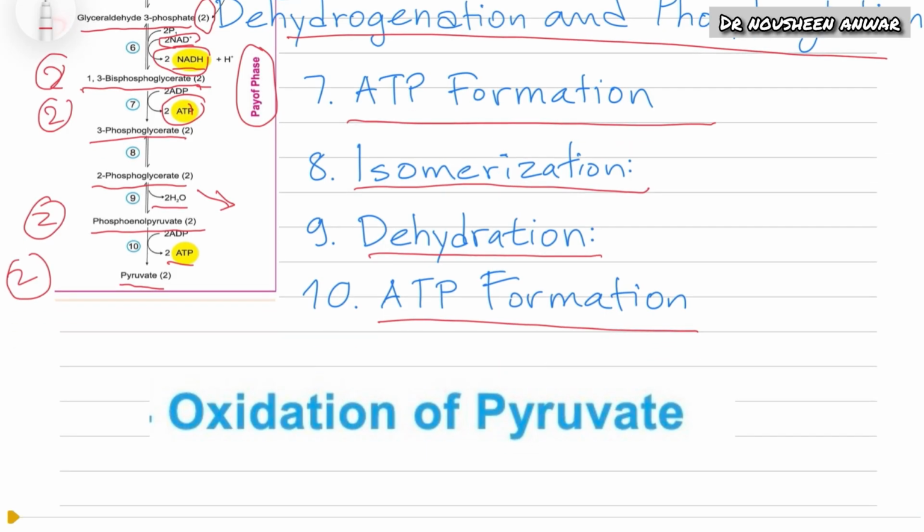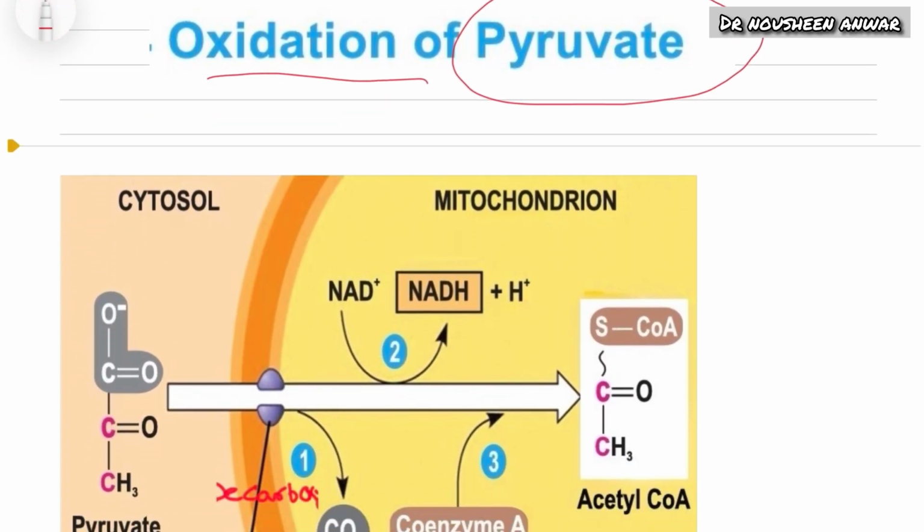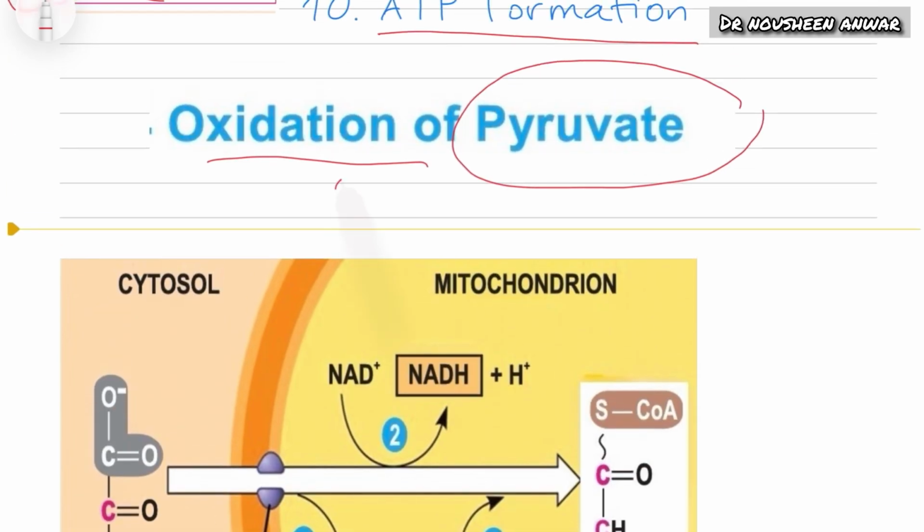Now what happens? We need to oxidize this pyruvate. The process is called oxidation of pyruvate. Now here is another diagram I have to explain to you. This is also called the link reaction, if I'm not wrong. Why is it called the link reaction? Because it connects the process of glycolysis to the Krebs cycle. This is the link.